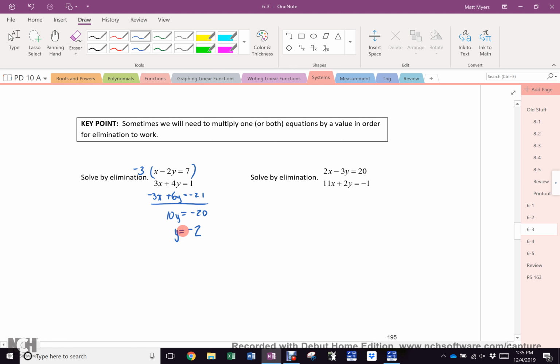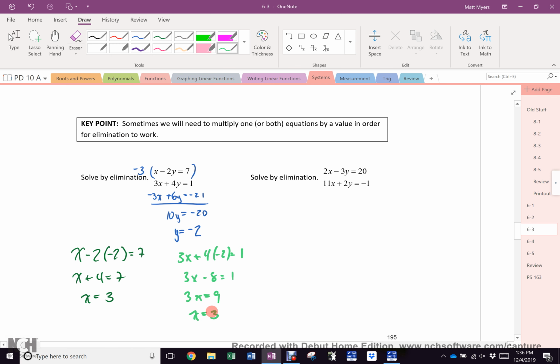Negative 2. Where does that piece of information go now? Any y I see. Does it matter which one? No. If I put it in the first one, x minus 2 times negative 2 equals 7. x plus 4 equals 7. x equals 3. If I put it in the other one, 3x plus 4 times negative 2 equals 1. 3x minus 8 equals 1. 3x equals 9. x equals 3. And what is my answer? 3, negative 2. Huh?